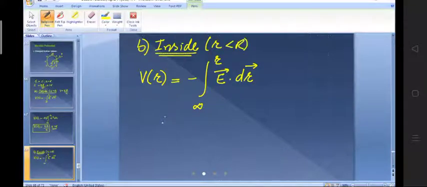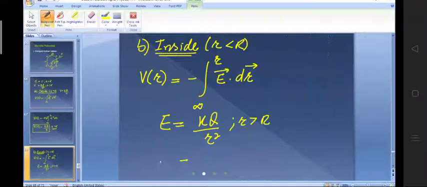The electrostatic field is equal to kq divided by R square, and it is true when small r is greater than capital R. Then the electrostatic field suddenly becomes equal to 0 just when you enter this hollow sphere. This is true when small r is less than capital R. So accordingly, I will have to break this integral.